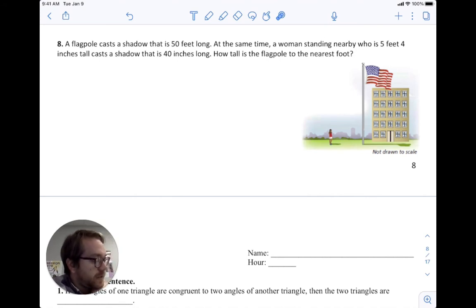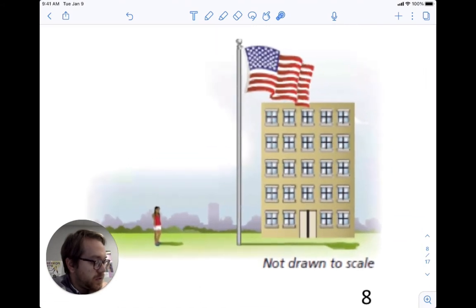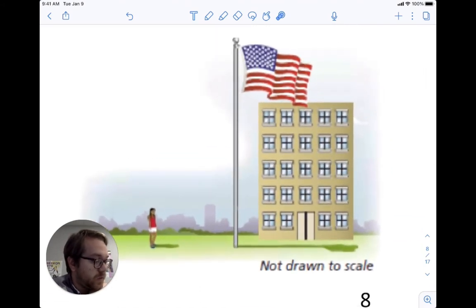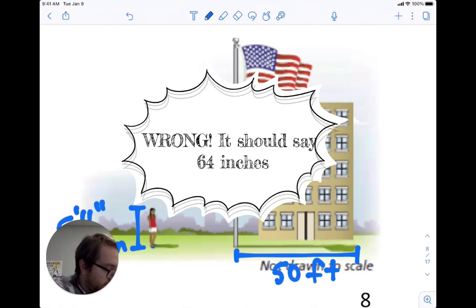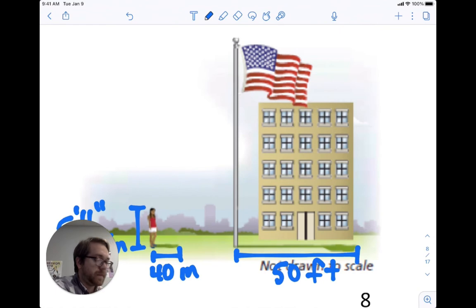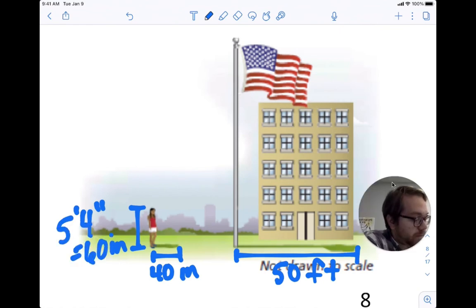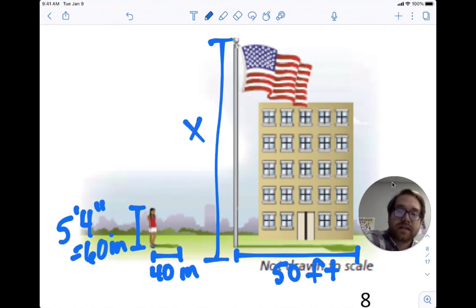Okay, so how are we going to figure this out? Well, let's zoom in a little bit to our picture and see if we can label things to work it out more. So what are we told? We're told that this shadow from the flagpole is 50 feet. And we're told that this woman is 5 feet 4 inches, or 60 inches. And she's casting a shadow that's 40 inches long. And we want to figure out what's the length of this flagpole.